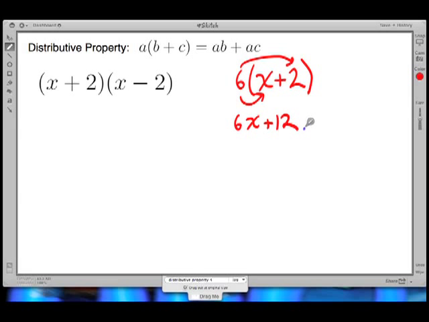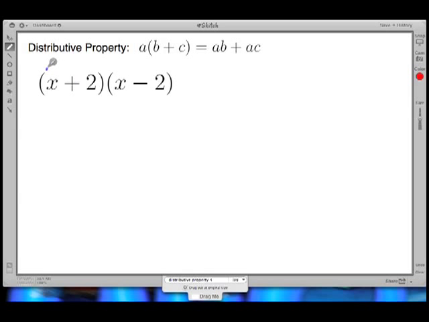Now we're going to be using the distributive property to expand an expression that's a little bit more complex. We have the expression here, the quantity x plus 2 times the quantity x minus 2. We're still going to use the distributive property, so we're going to have to figure out what our a, b, and c are in this expression.